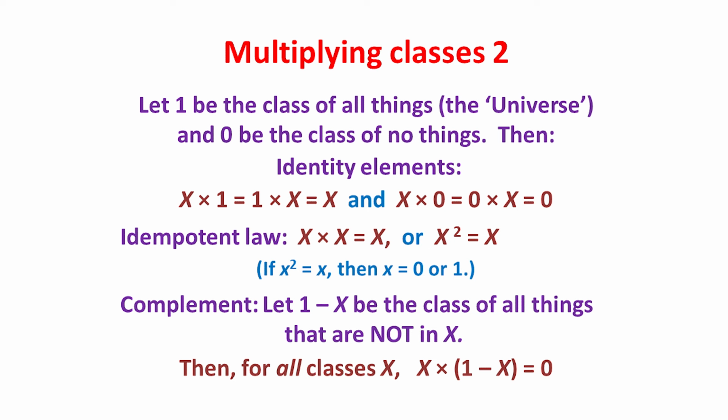Boole also defined the complement 1 minus x of any class x to be the class of all things that are not in x. It follows that x times (1 minus x) is the class of all things that are both in x and not in x, which is just the empty class 0.